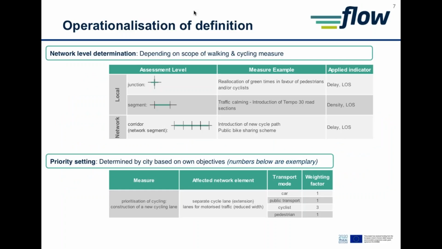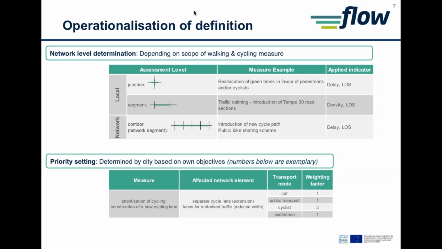When do we use those indicators? In case of a junction, this is the upper table now that you can see. There are different assessment levels, and in case there is a junction under the assessment, so the measure relates to a certain junction, which for example could be the case if we reallocate green times in favor of pedestrians or cyclists, then we can apply the indicators delay and level of service.